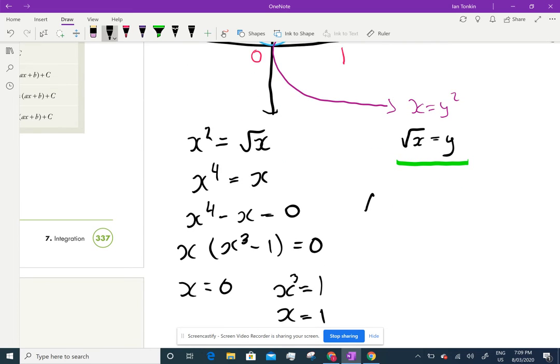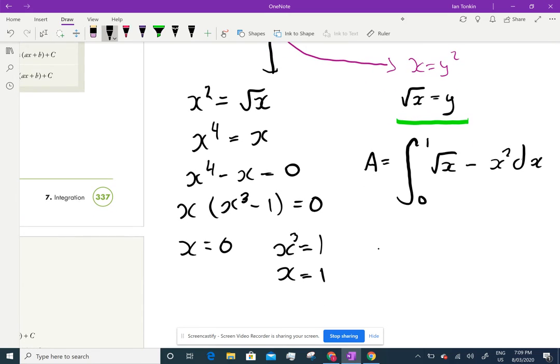Our area equals the integral from 0 to 1 of root x minus x squared dx. Okay, so that's the integral. That's a terrible one. I must not be happy with that. That's the integral of x to the half minus x squared dx.